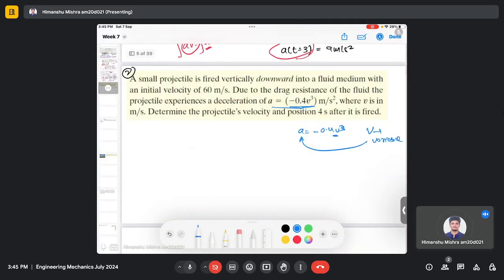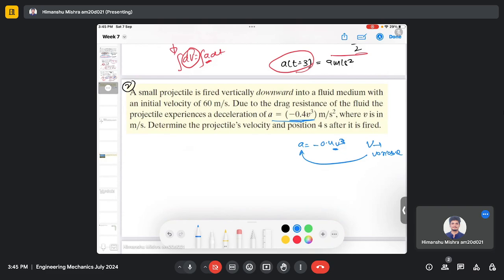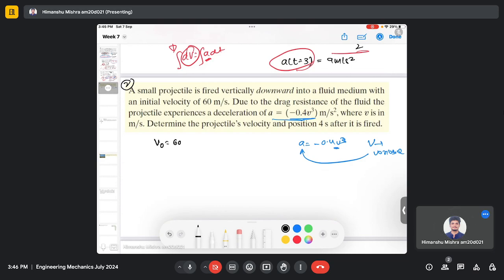So for that, you are already given the initial velocity, which is 60 meters per second, and you need to find the velocity and position at time 4 seconds. In the earlier question it was 3 seconds. We needed to find the position, velocity and acceleration at time equal to 3 seconds. Now we need to find the two quantities, position and velocity, at 4 seconds.